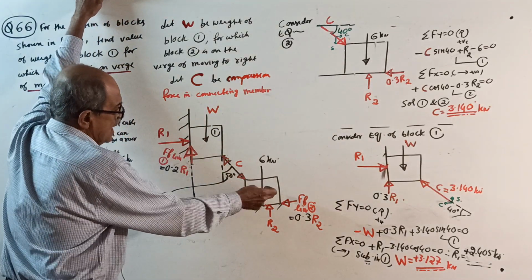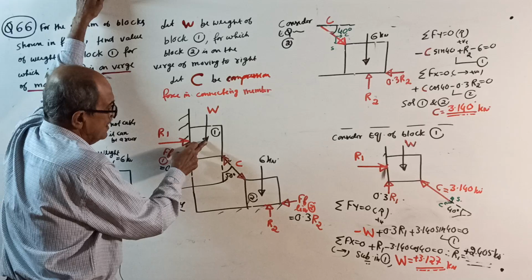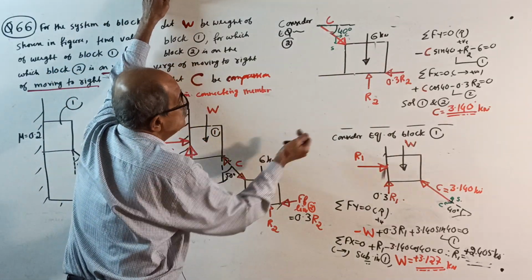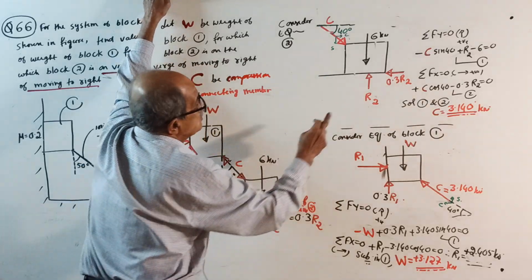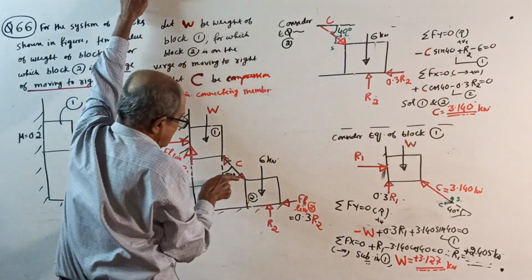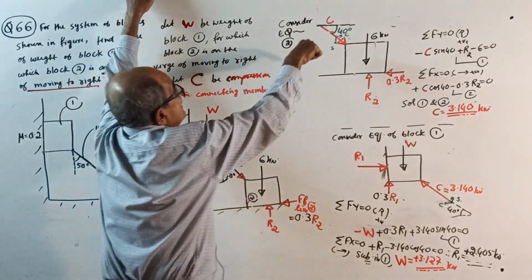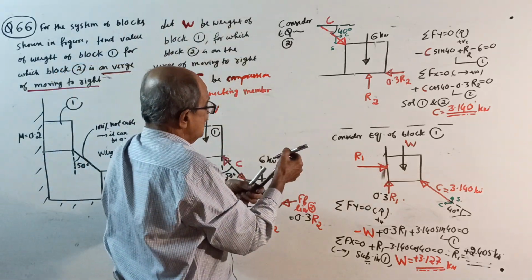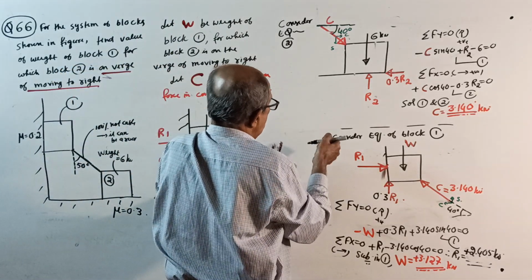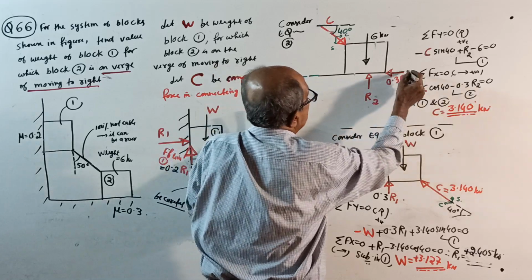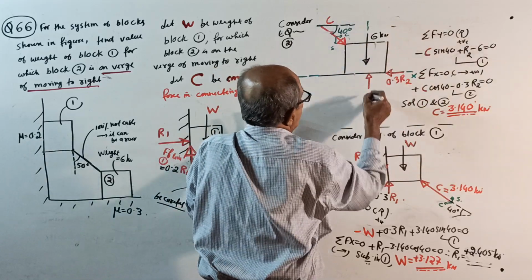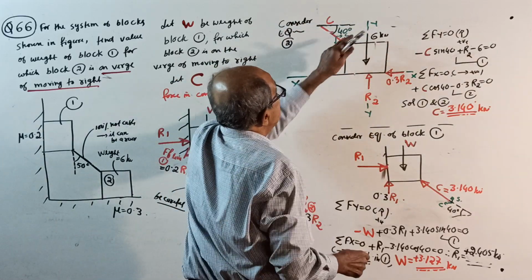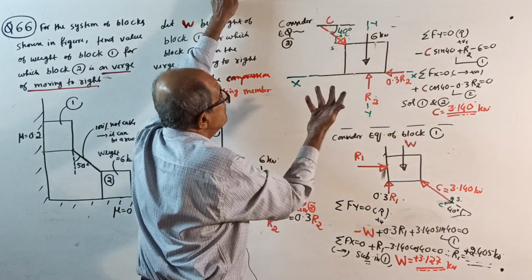Start. W is the unknown, so start from this block. Why? Unknown is here. Consider equilibrium of block 2. See here, R2, 0.3 R2, weight 6 kilonewton. Compression comes this way. That compression with the vertical makes 50 degrees. But for our calculation, we are considering horizontal x-axis and vertical y-axis. So we want the angle with the horizontal, 40 degrees. Be careful.